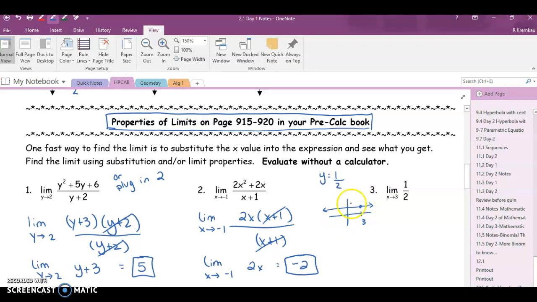Whether you're approaching x equals 3 from the left side or from the right side, your y values are just remaining 1/2. No matter which way you're going, the whole way along here, your y value is still going to be 1/2. So when you have something like this where you can't even plug it in, the limit is just going to be that value, which is 1/2. And hopefully that makes sense. You can see that the y values as you approach 3 are approaching and or staying at 1/2 the whole way.